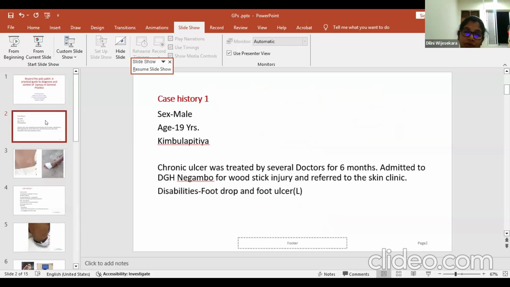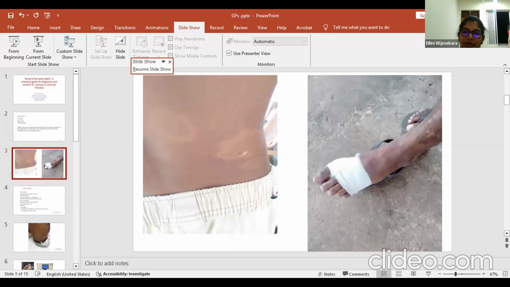I will show you two case histories. The first one is a 19-year-old boy from Kimbulapitiya. He had a chronic ulcer for 6 months, and he sought treatment from several doctors. Afterwards, he was admitted to TGH Negombo with a wood stick injury. And this is the boy. You can very well see his backside. At the time of presentation, he had a foot drop also. Afterwards, from the hospital, he was referred to the dermatology clinic and diagnosed as having leprosy.